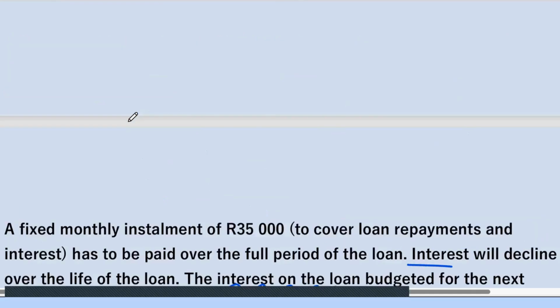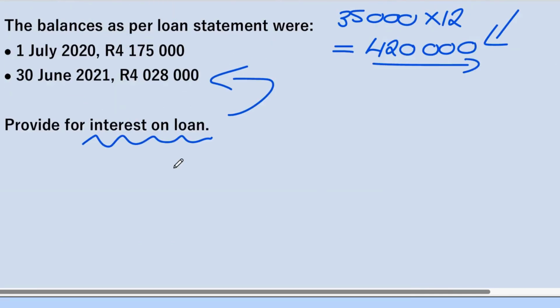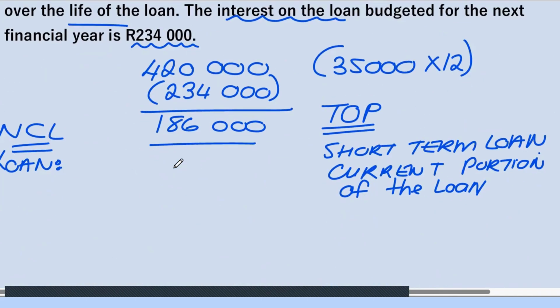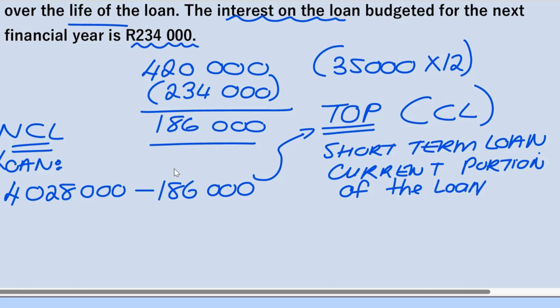Absolutely. So I'm just going to get the closing balance of our loan from our previous page, 4,028,000. So in your balance sheet, under your non-current liabilities, you will have the loan and the name of the bank. You'll have your closing balance of 4,028,000. Here you will minus the 186,000, which is going to be the capital portion you'll pay next year. And you have transferred it to trade and other payables under short-term loan or current portion of the loan. And trade and other payables gets transferred to current liabilities in your balance sheet. Okay. That sounds great.